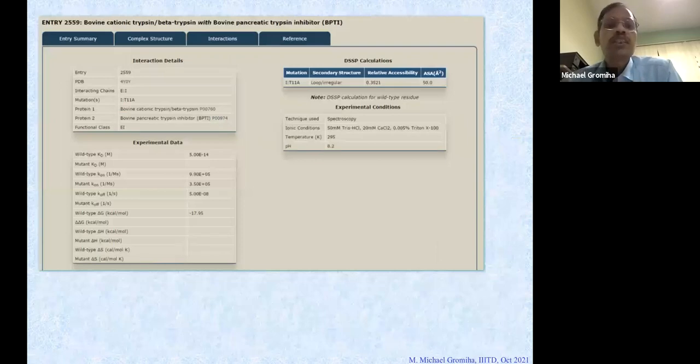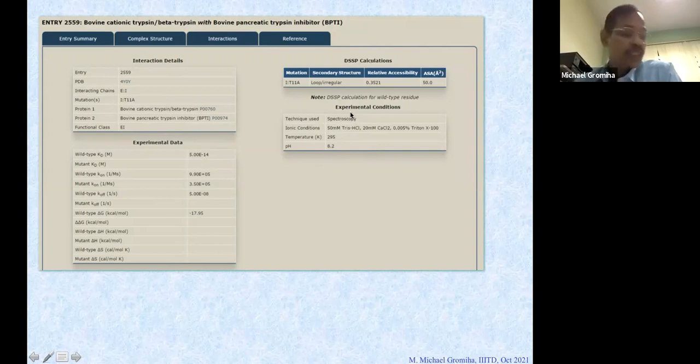So this is the statistics page. You have the details of this particular complex, the bovine trypsin and the beta trypsin. This is your experimental data. The KD is 5 to the power minus 14 molar. And this is your experimental conditions and the basis of the calculations.